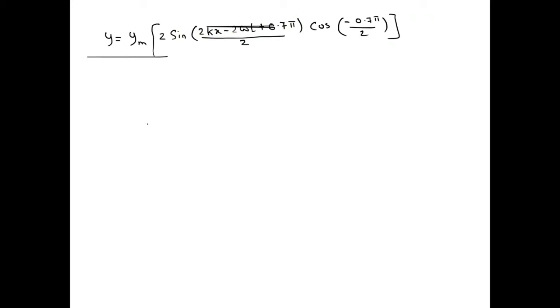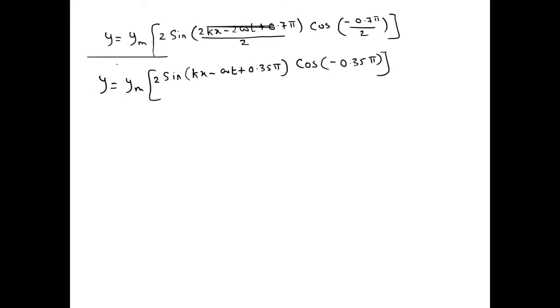Clear? Understand, my dear? Now you can see, here I am going to divide each and every term. y is equal to ym, I am going to keep this 2 as it is. 2kx over 2 becomes kx. Am I right? Yes. Likewise, minus 2 omega t over 2 becomes omega t. Likewise, here 0.7 pi divided by 2 becomes plus 0.35 pi. Here you will get cosine of minus 0.35 pi.